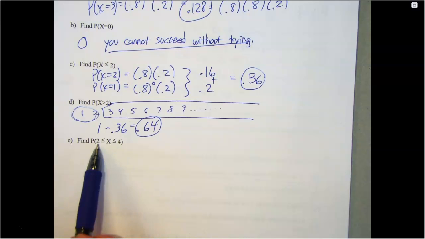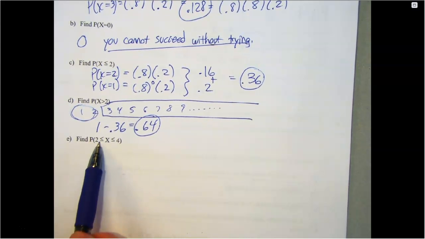So again, that notation means between 2 and 4. Are you including the 2? Yes. Are you including the 4?